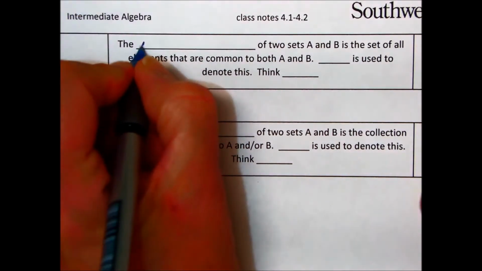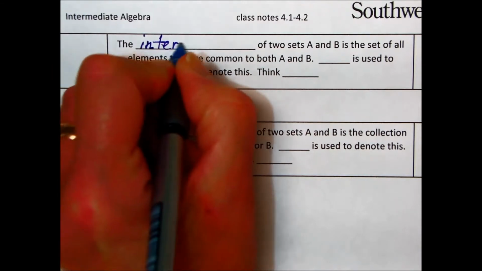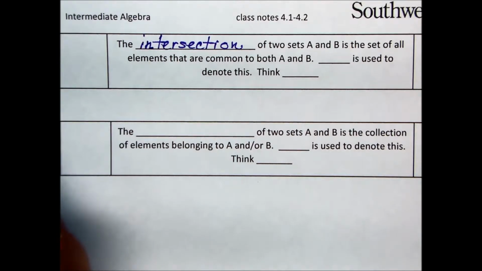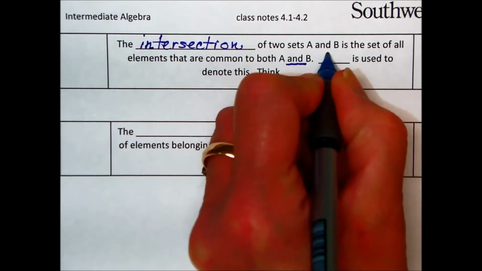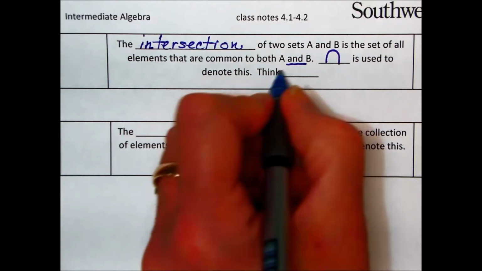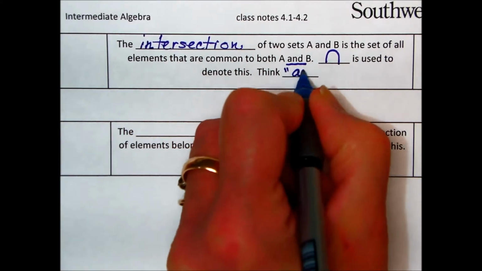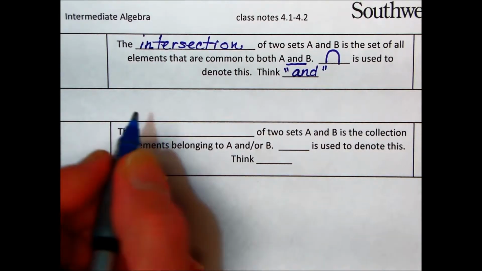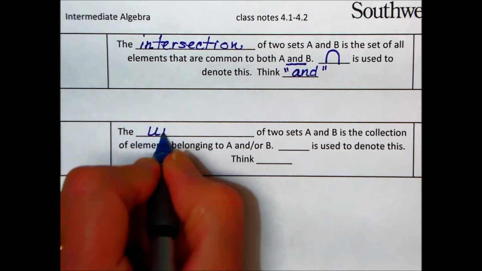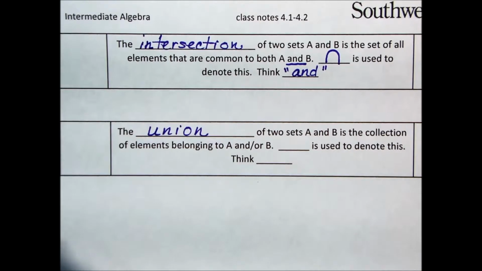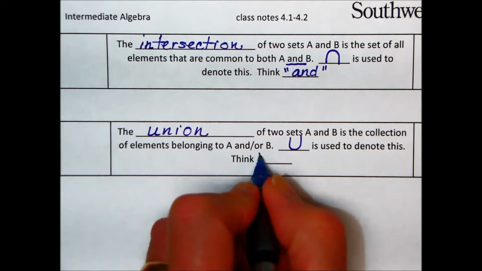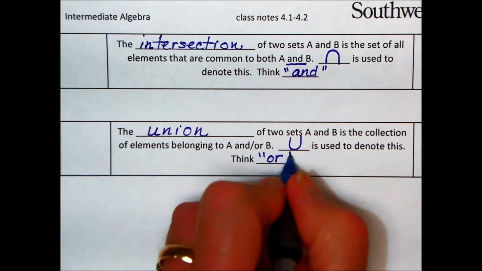The first type that we will define is intersection. The intersection of two sets is the set of all elements that are common to both A and B. The symbol that we use is similar to an "and," and when you hear the word intersection, you should think the word "and." The other way of combining inequalities or sets is the union, and the union of two sets is the collection of elements belonging to A and/or B. The symbol we use is similar to a U, and you should think the word "or."